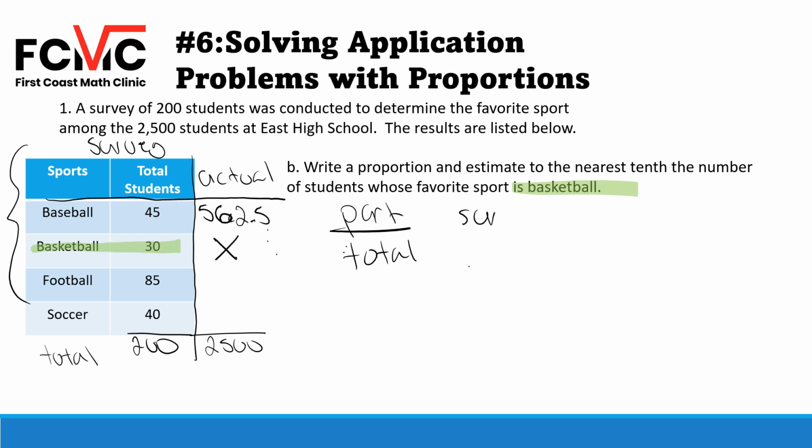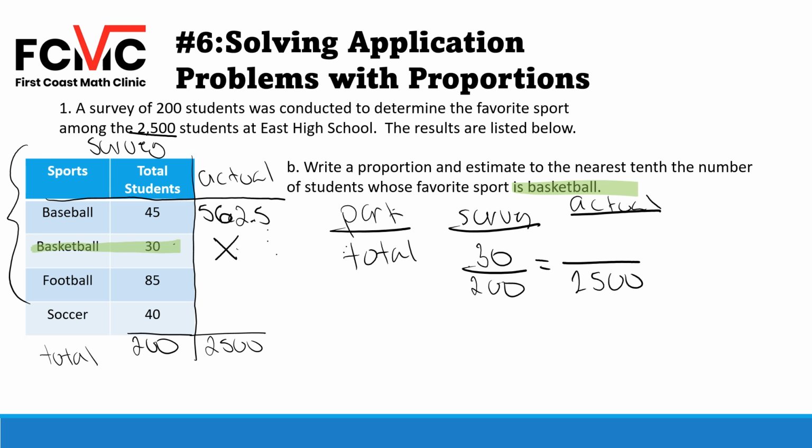So from our survey, our part is going to be that 30. Our total is going to be the 200. From our actual data, our actual 2,500, that's our total. And our part is going to be the x, the amount that we don't know. Now 30 over 200, we can cancel out, get rid of a 0 and a 0. So we basically have 3 over 20. So we can get rid of a 0, make our math a little bit easier.